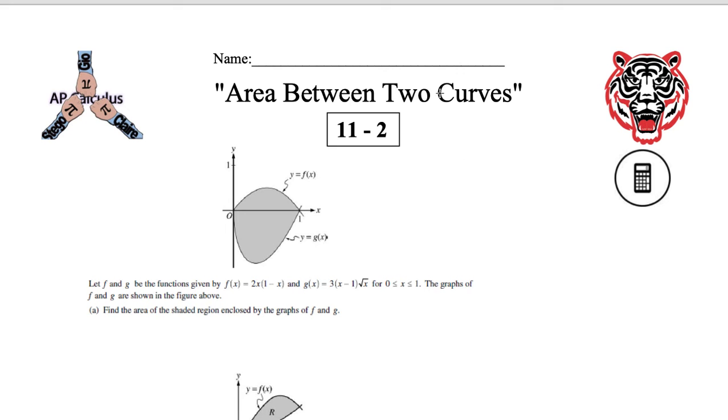We are in AP Calculus AB. Today's date, for the record, is Tuesday, March 10th, 2020. This is going to be the key for worksheet 11-2.